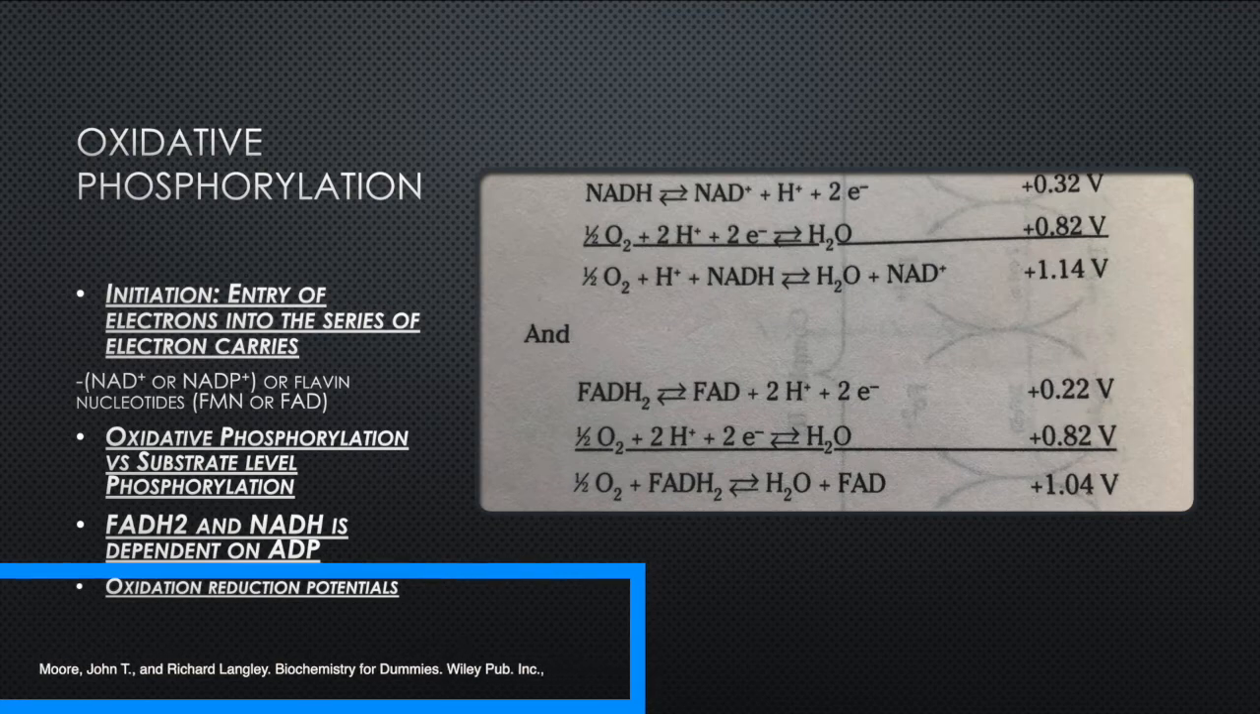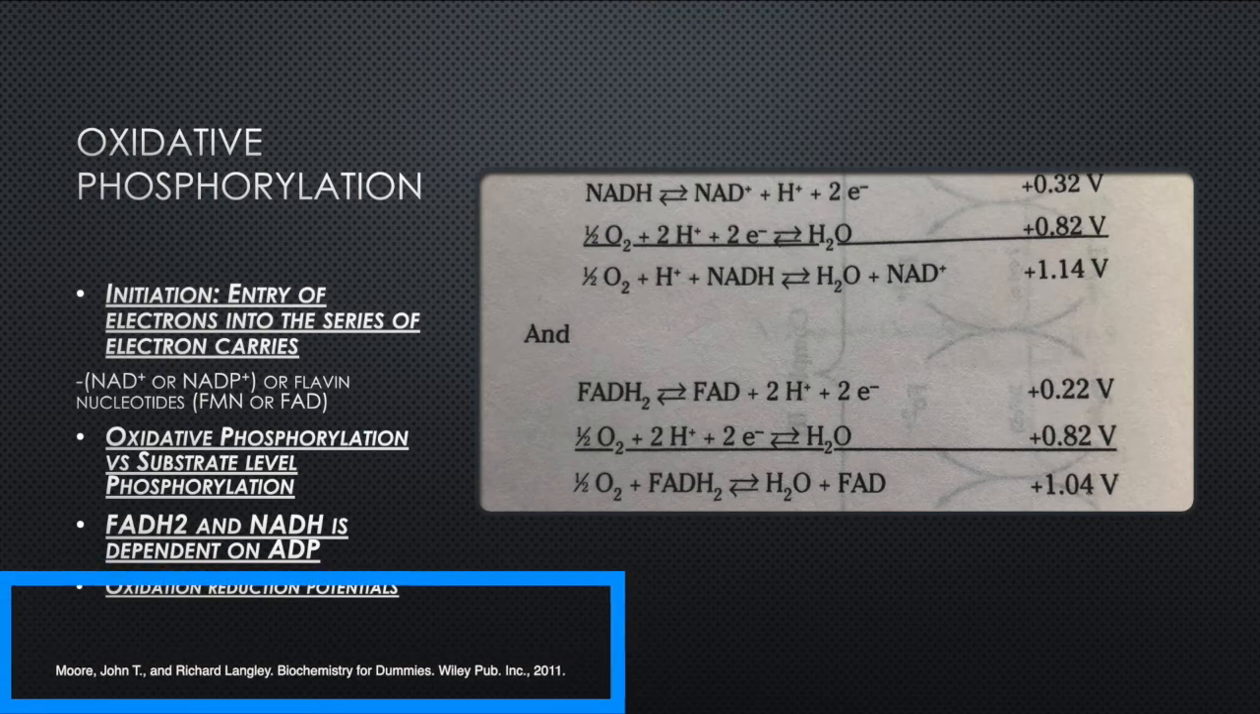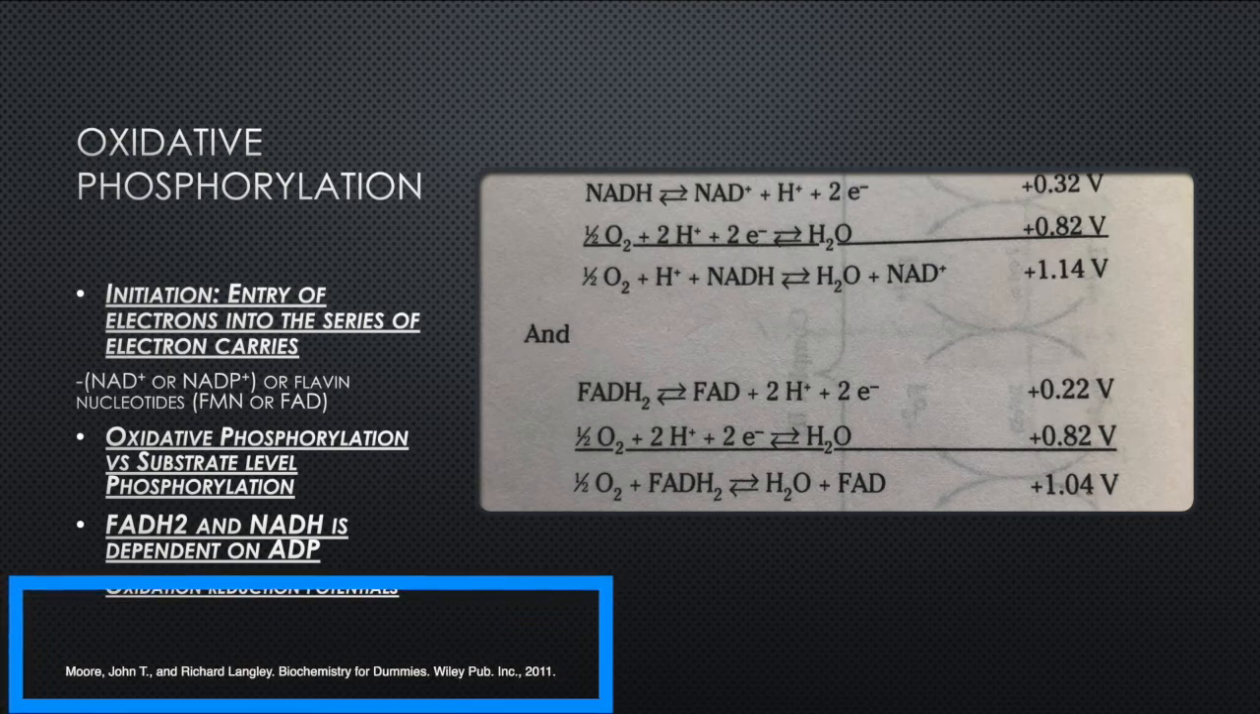Oxidative phosphorylation begins with the entry of electrons into the series of electron carriers called the respiratory chain. Most of these electrons come from the action of dehydrogenases that collect electrons from catabolic pathways and funnel them into the universal electron acceptors known as NAD or NADP, or the flavin nucleotides, FMN or FAD.